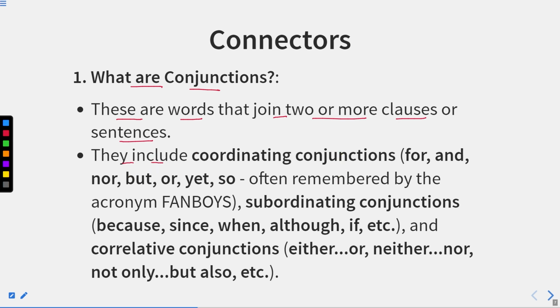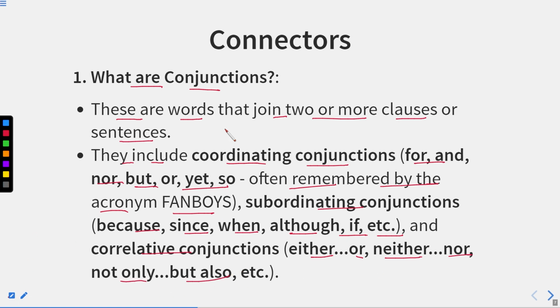They include coordinating conjunctions: for, and, nor, but, or, yet, so. These examples are often remembered by the acronym FANBOYS. If you want to remember it, you can remember the term FANBOYS, which defines the coordinating conjunctions: for, and, nor, but, or, yet, so. Then subordinating conjunctions: because, since, when, although, if, etc. And there is one more type, correlative conjunctions, for example either or, neither nor, not only but also.